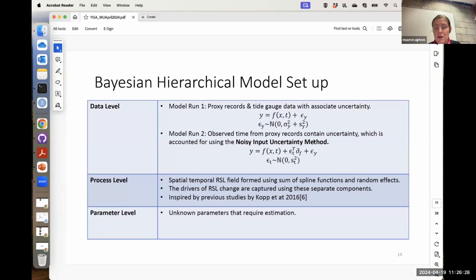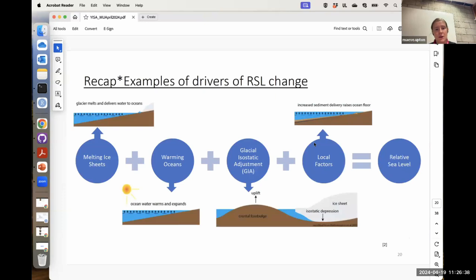It's inspired by work by Koppen over in the US, and we've tried to adapt it and make it more efficient in this example. So to just do a quick recap, we have our 4 main drivers, and we'd love if we could separate out our model to identify where or when these components of relative sea level are most important or most influential.